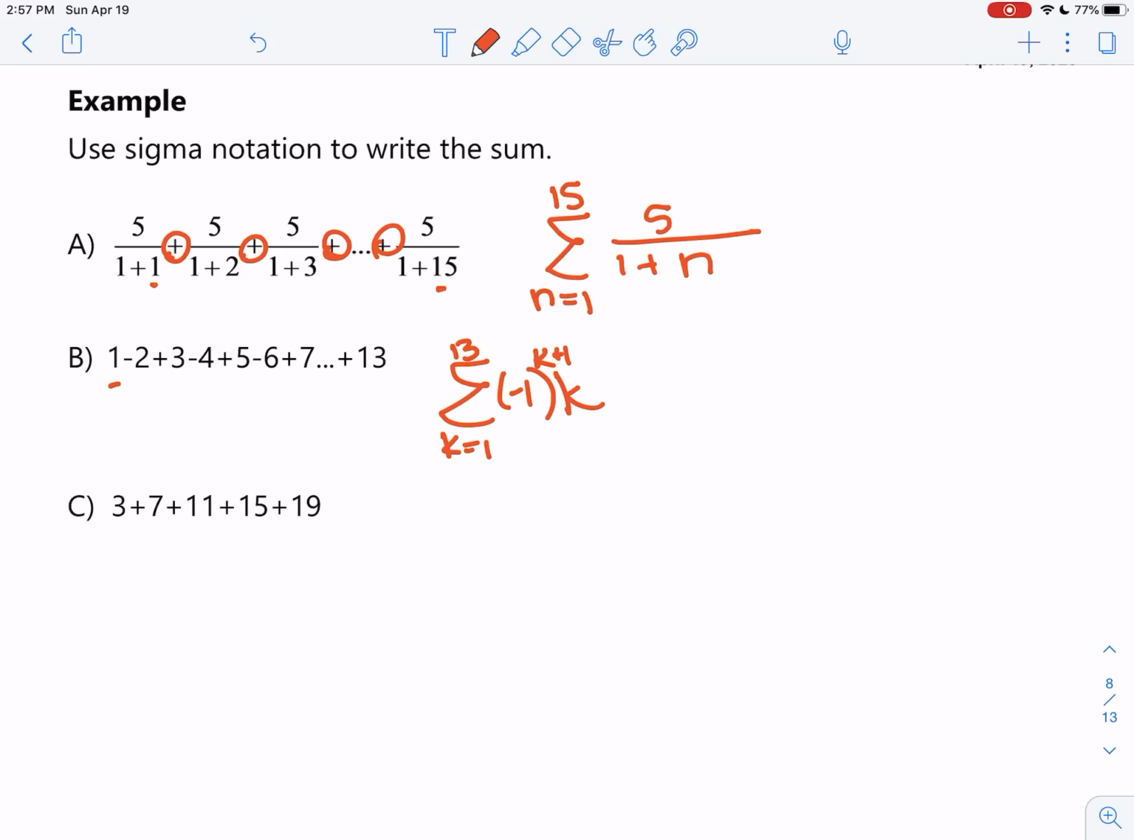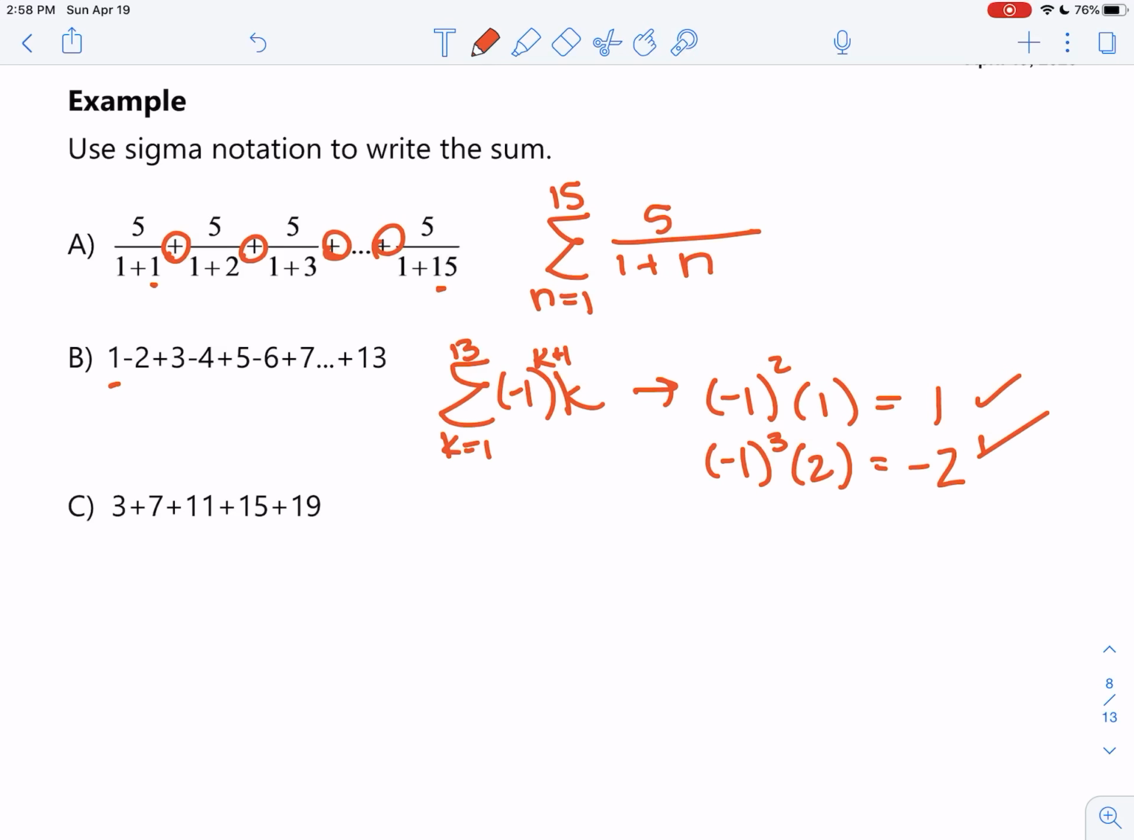So now let's plug in 1 for k. So I'd have -1 to the 1 plus 1, which is 2, times 1. Yeah, that works for the first term. Let's try the second term. Let's plug in 2 for k. Now I'll have -1 to the 3 times 2. -1 to the third is -1 times 2 is -2. And that works, okay?